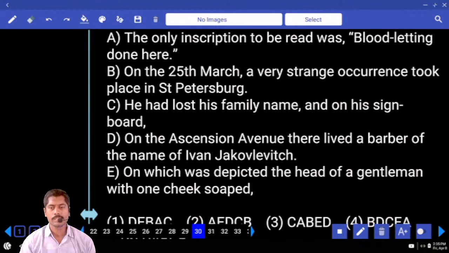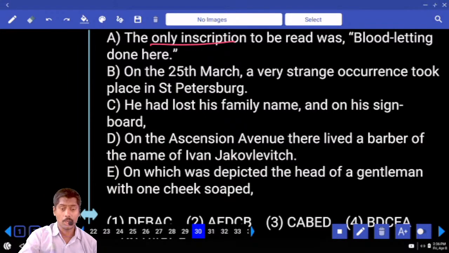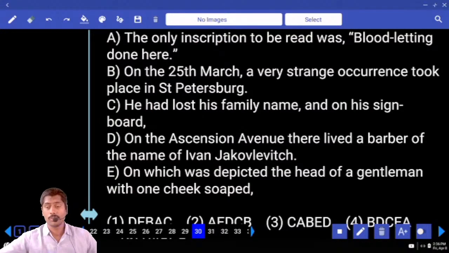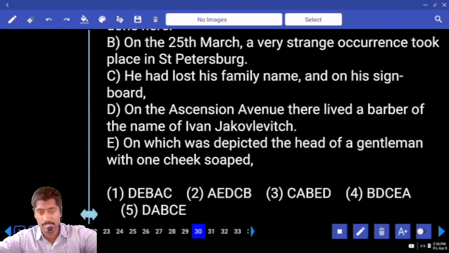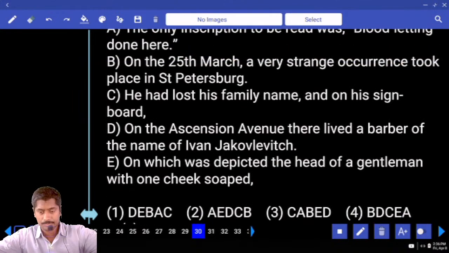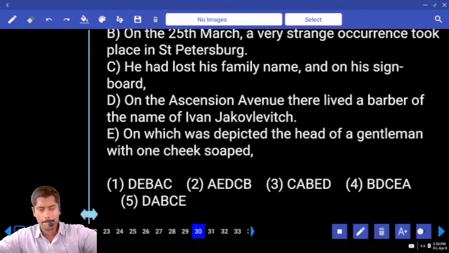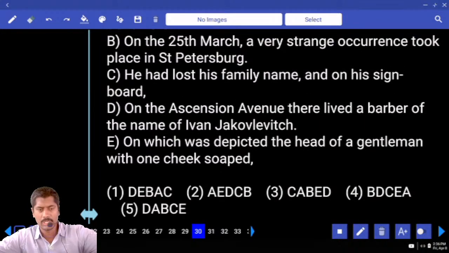The only inscription to be read, maybe first sentence, not sure. On the 25th March, maybe. He, no. On the Ascension Avenue, there lived a barber, maybe. On which was depicted, no. So first sentence, A, or on the 25th March, a very strange occurrence took place in St. Petersburg. B, fourth option, let me confirm.